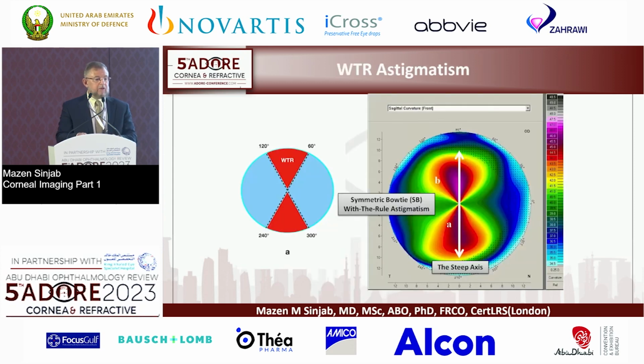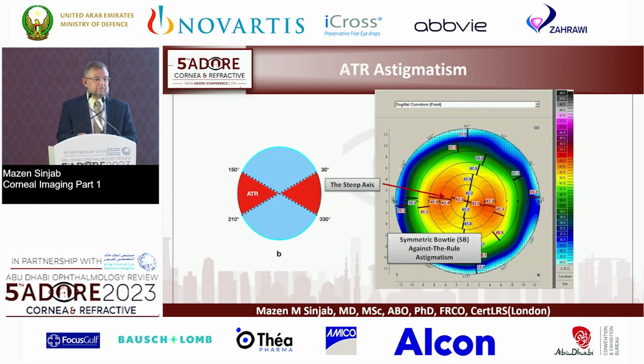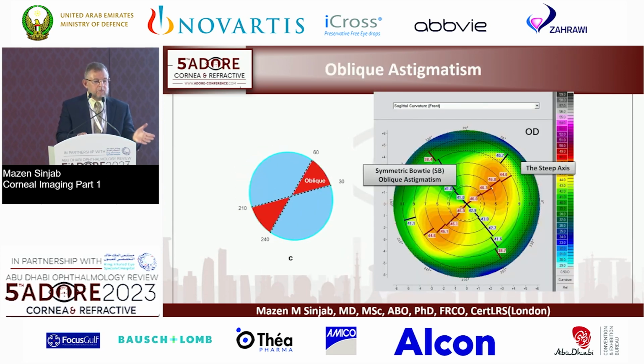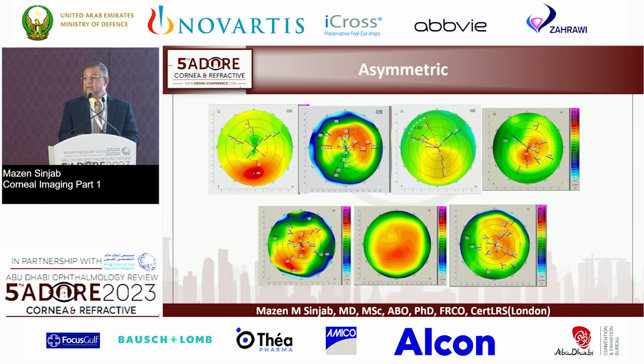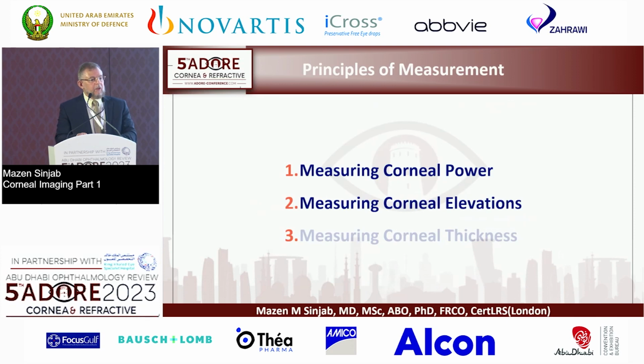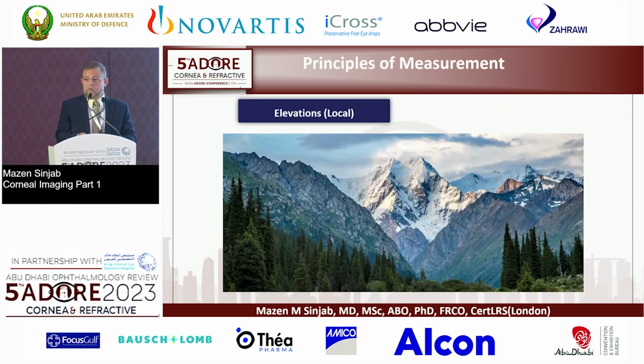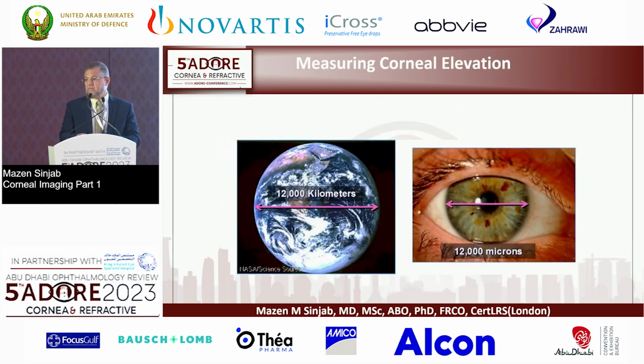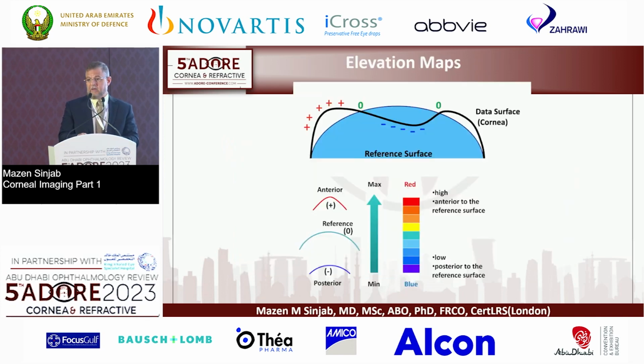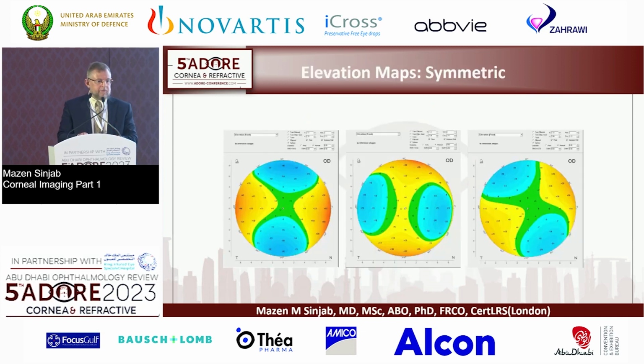Either it is symmetric with the rule astigmatism, against the rule astigmatism, oblique astigmatism, or asymmetric. Just remember, symmetric or asymmetric. We come to the elevations. Of course, we need sea level. We don't have a sea level on the cornea, so the computer will create a sea level, according to which anything above is plus and hot, anything below is minus and cold.